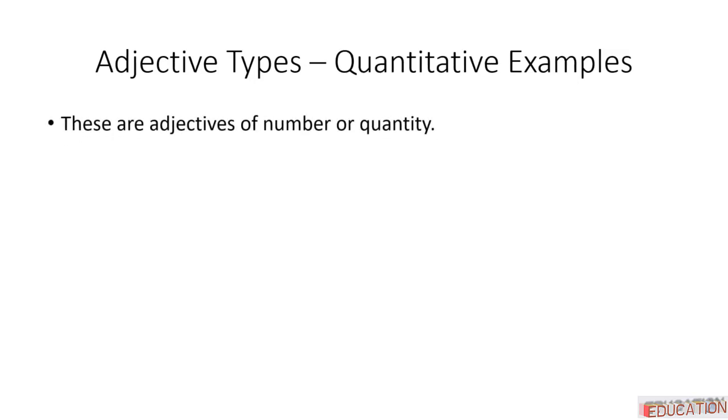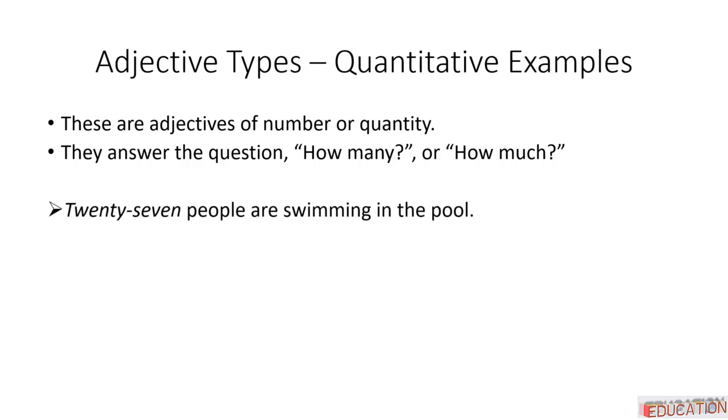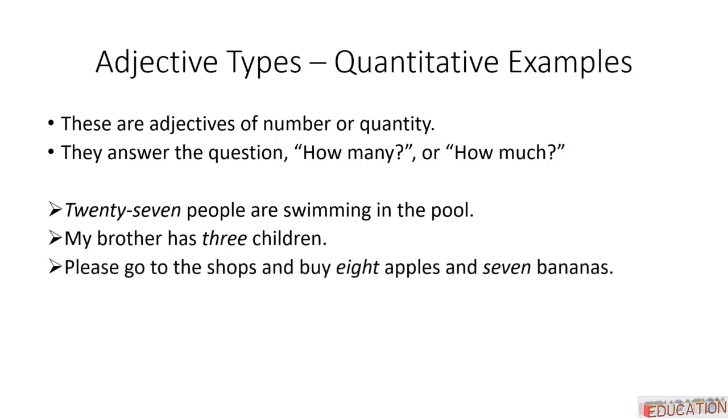So quantitative adjectives tell us about a number or a quantity. And they answer the question how many or how much. And just as a reminder, we use how many for countable nouns and how much for uncountable nouns. So some countable examples. 27 people are swimming in the pool. My brother has 3 children. Please go to the shops and buy 8 apples and 7 bananas.